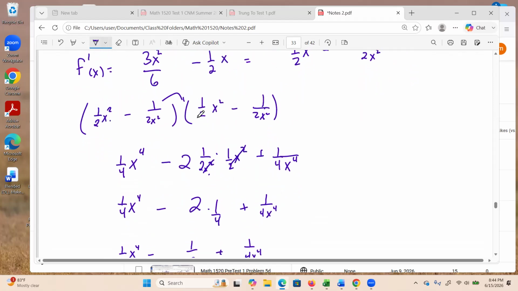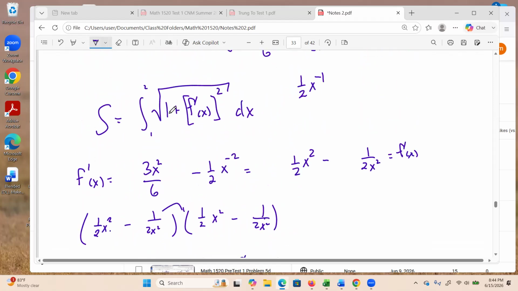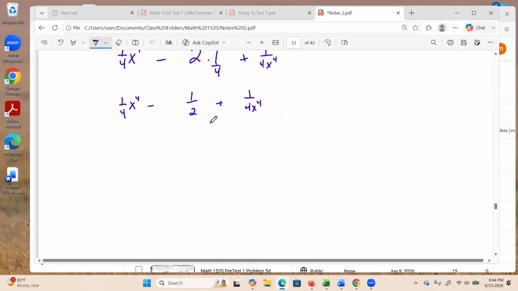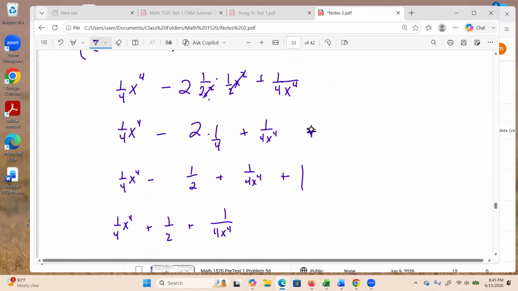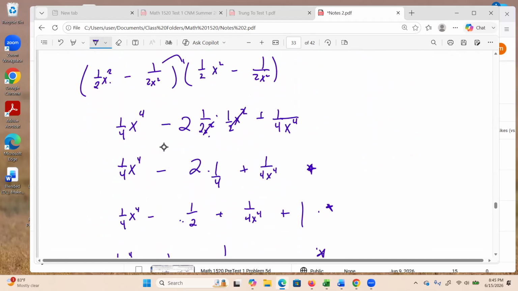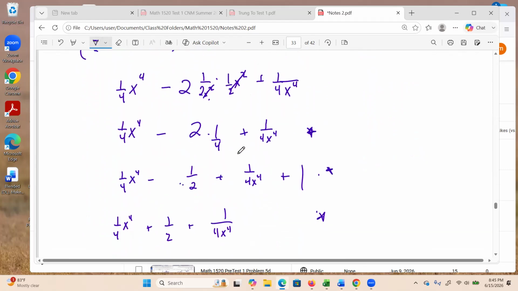Now, what's the next step we have to do? We squared our f prime of x. Next thing we're going to do is we're going to add 1 to it. So we're going to go ahead and add 1. So negative 2 1/2 plus 1, we're going to end up with 1 over 2 x to the 4th plus 1/2 plus 1 over 4 x to the 4th. And again, you're looking at this line here and this line here, but boy, they look so familiar. Where did this come from? This came from 1/2 x squared minus 1 over 2x squared, squared, and now we change it to a plus.